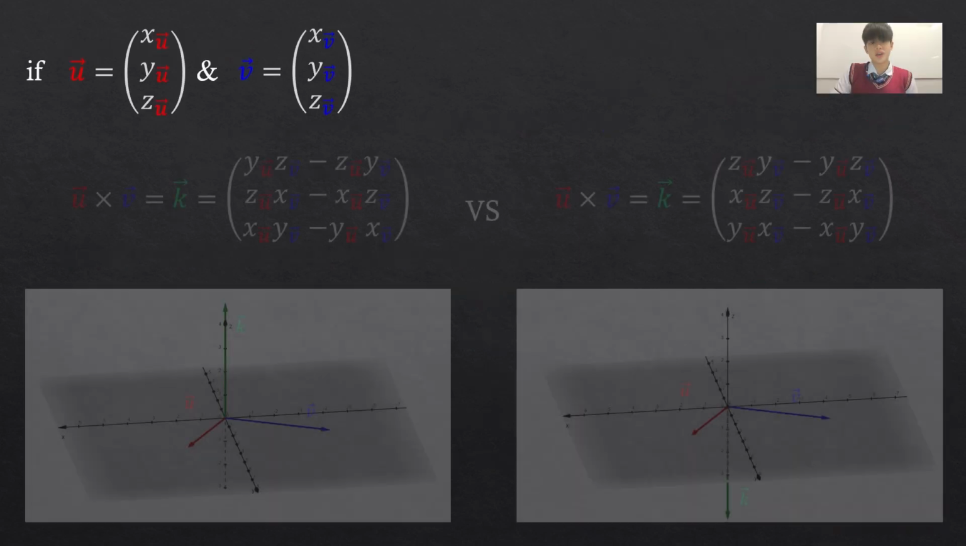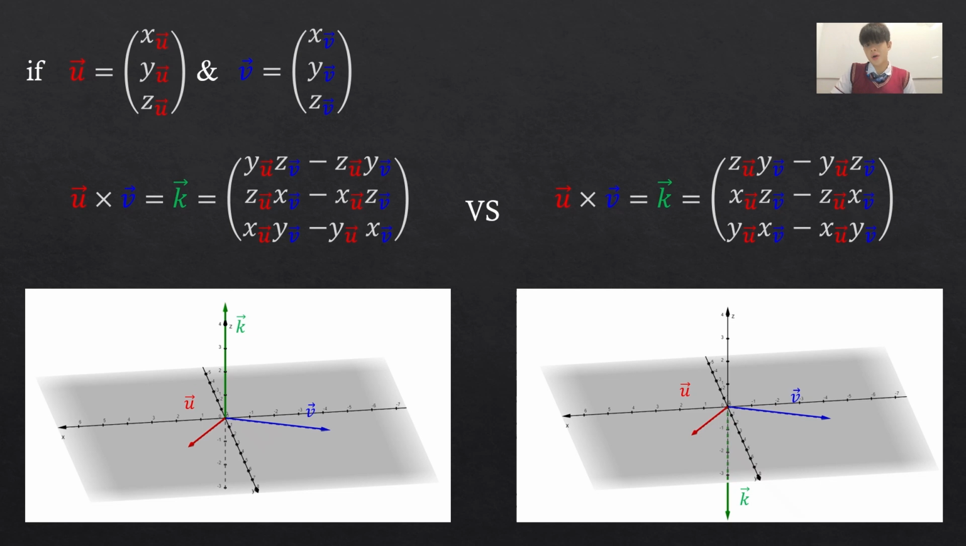Now, we can observe that the results from condition 1 and condition 2 are different. We can assume that under condition 1, the resulting vector points upward. This means that under condition 2, the resulting vector points in the opposite direction, in this case, downward. So the question is, which direction should we take as the standard?